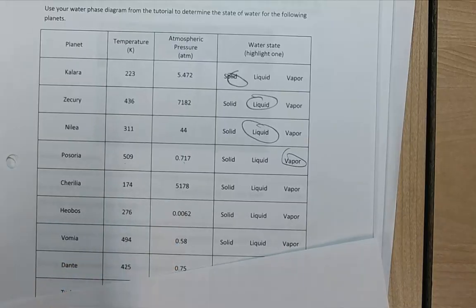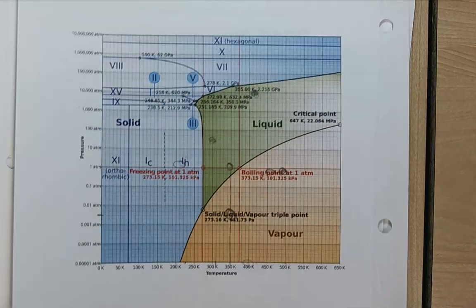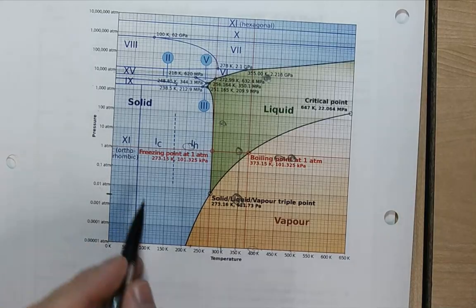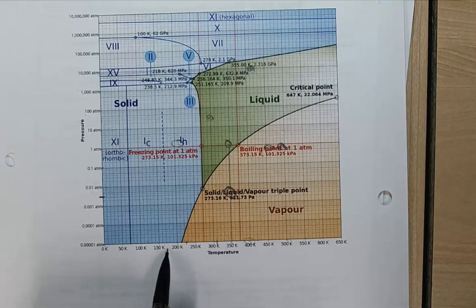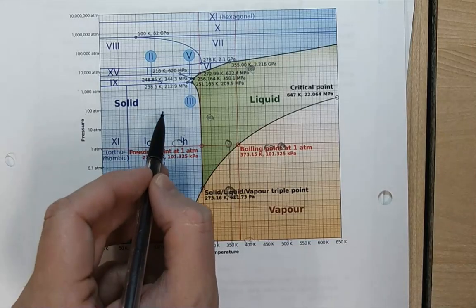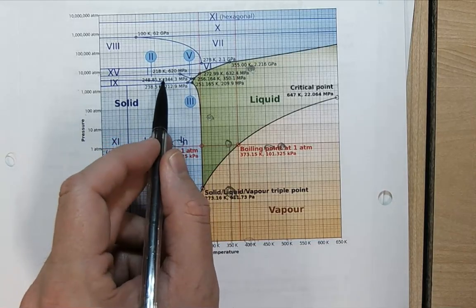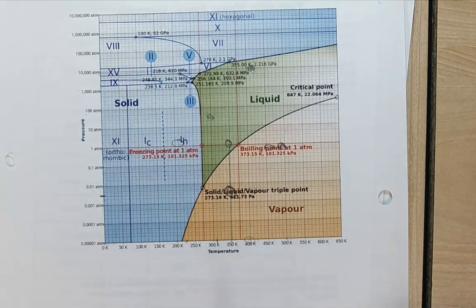174 Kelvin, 5,000 atmospheres. Definitely frozen.